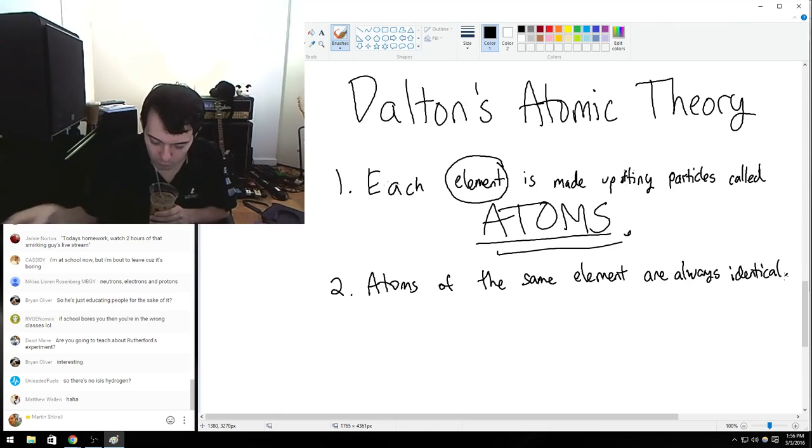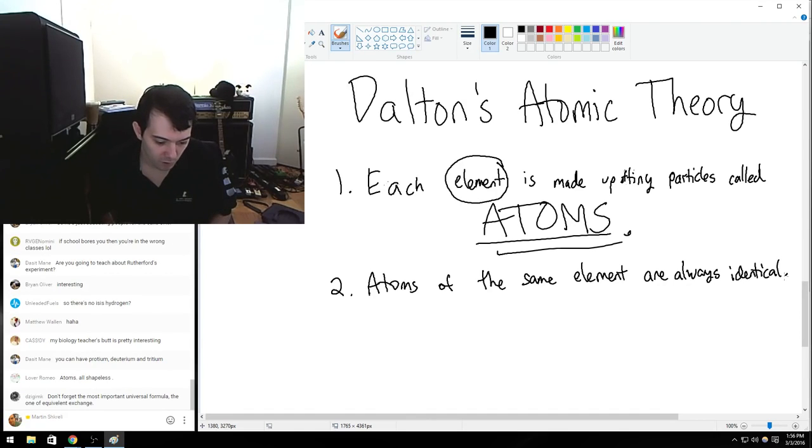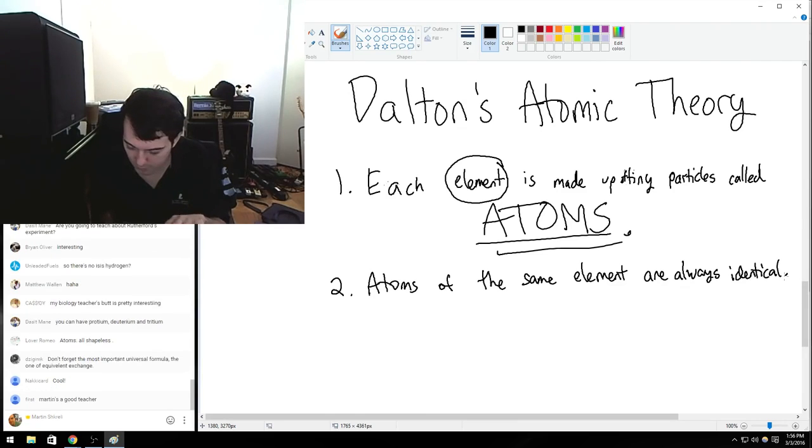So those are the two major parts of Dalton's theory. And he also said some other things that we sort of went over in chapter one, and maybe even a little bit earlier with the laws of definite proportion and multiple proportions. Let's see here.